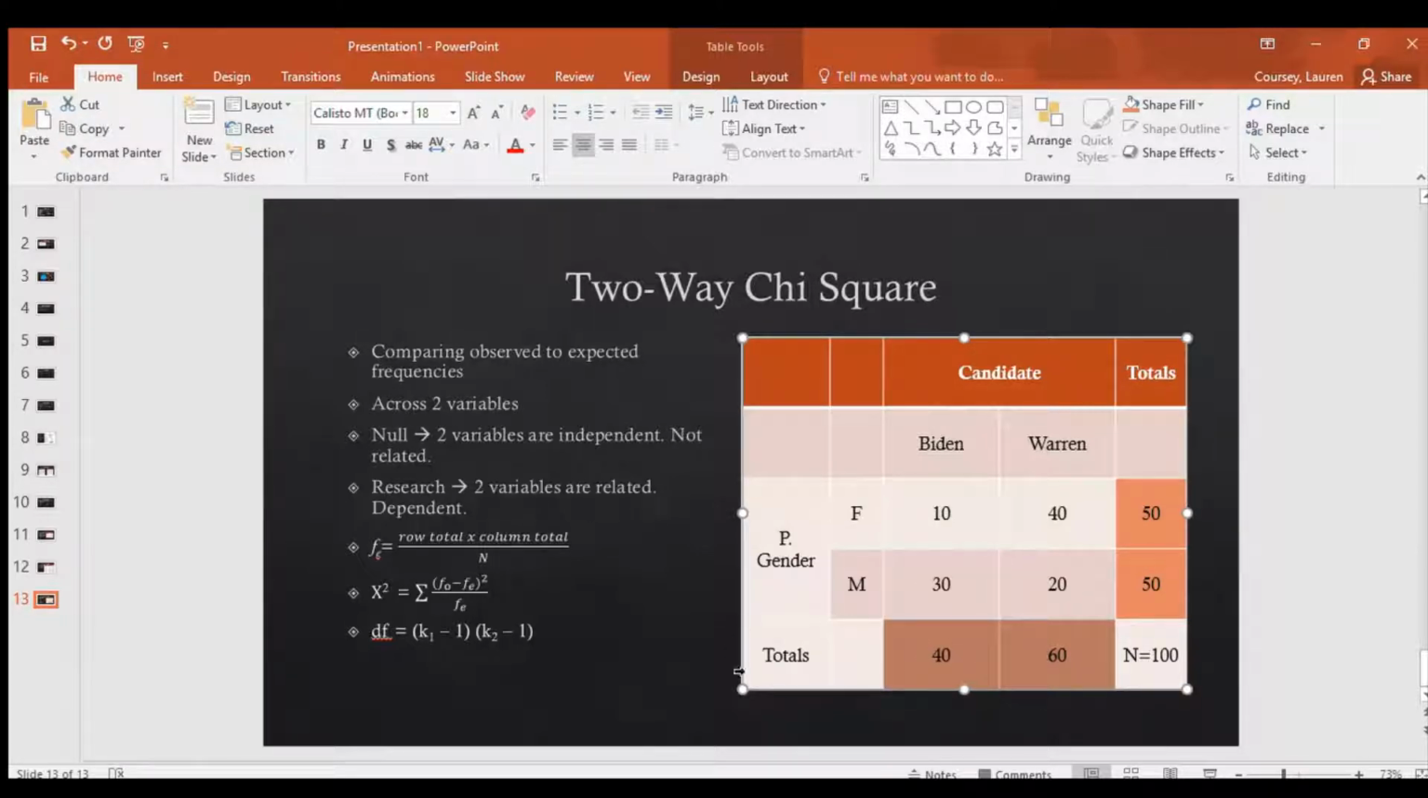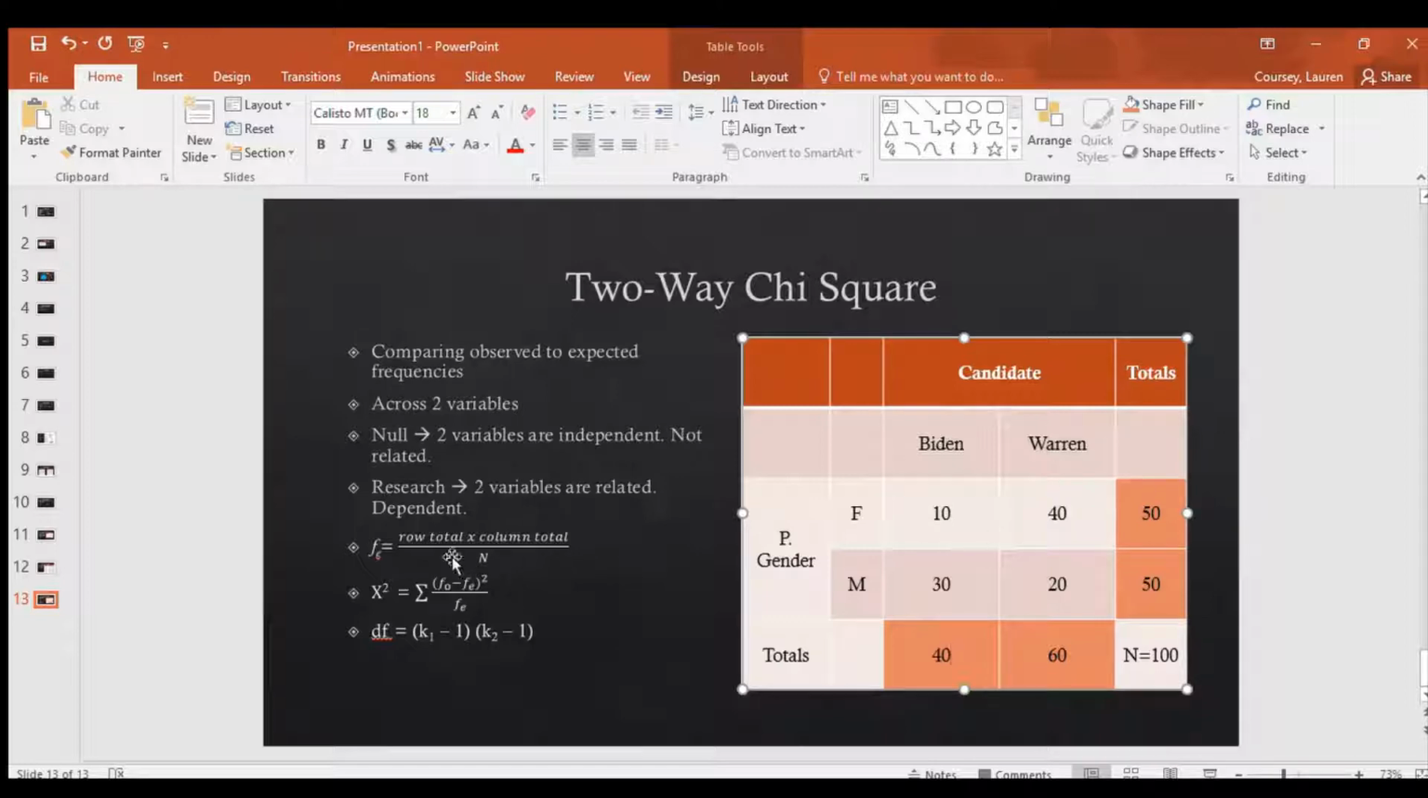Maybe I might hypothesize that females are more likely to vote for a female candidate, whereas males are more likely to vote for a male candidate. Right? So the gender of the participant is related to the candidate chosen. There's some type of dependent relationship between these two variables. And so in order to test that hypothesis, I need to first determine what are my expected frequencies.